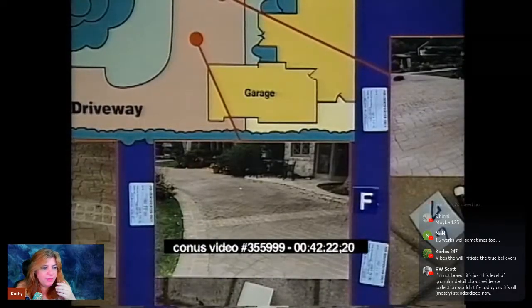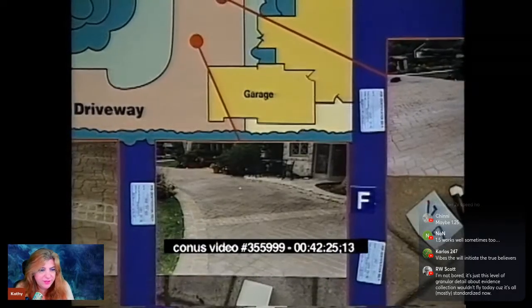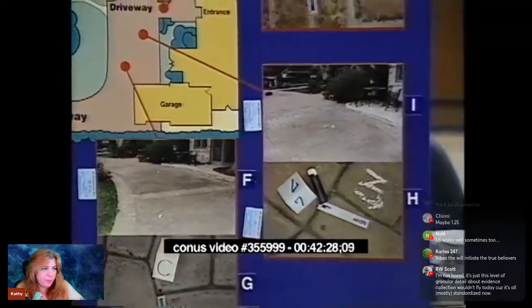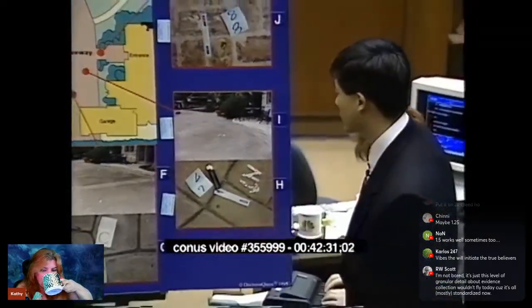Okay. And now looking at photograph I. Here we can have I.